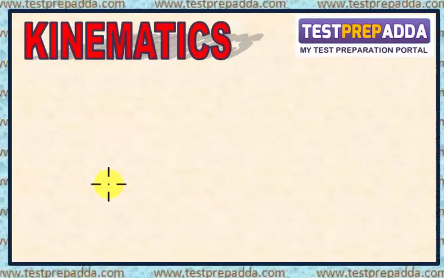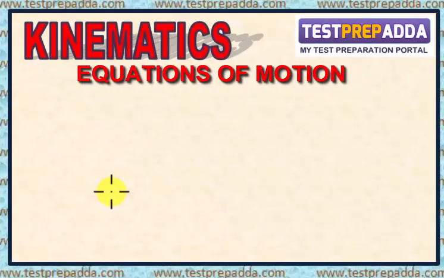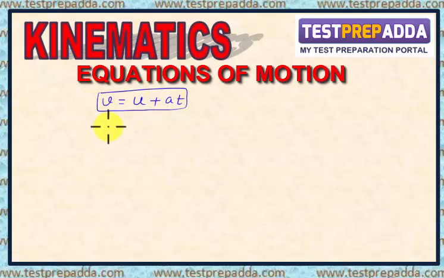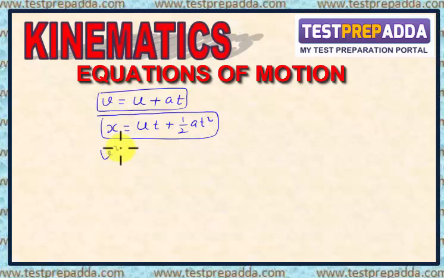So what are the three equations that we have obtained here? v is equal to u plus at, x is equal to ut plus half at square, and then v square is equal to u square plus 2ax.